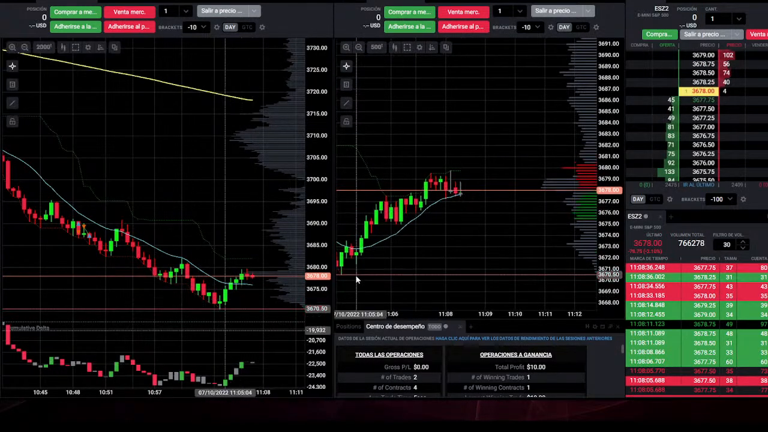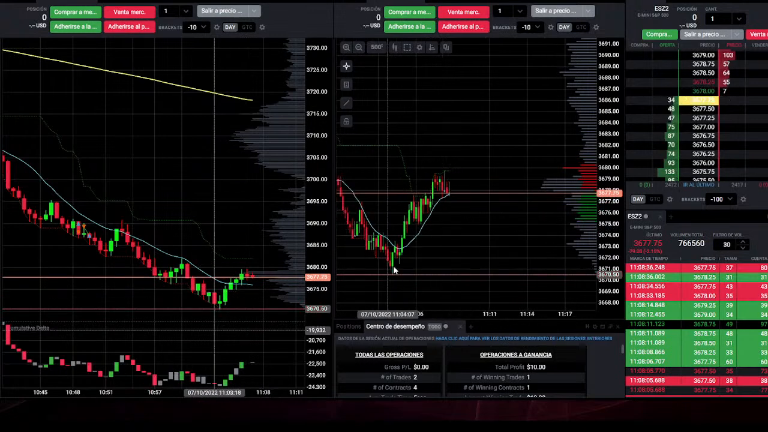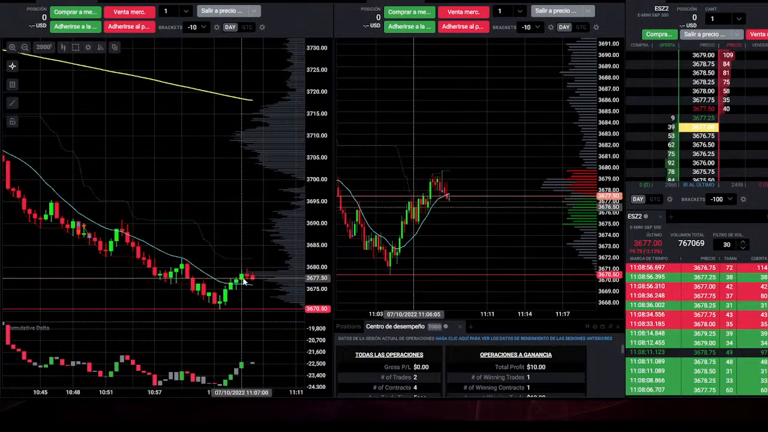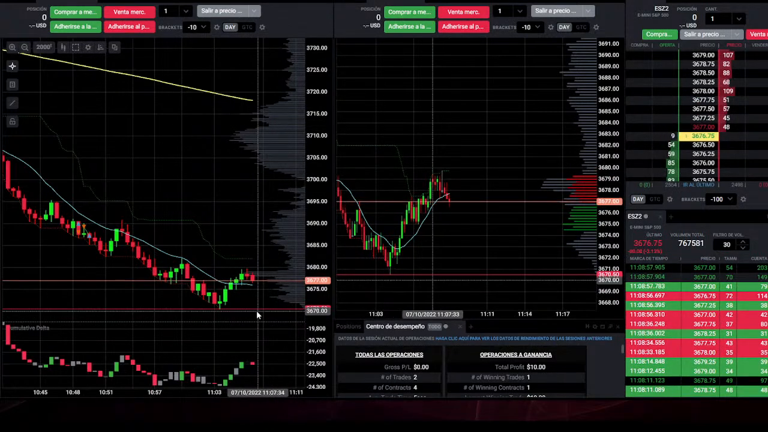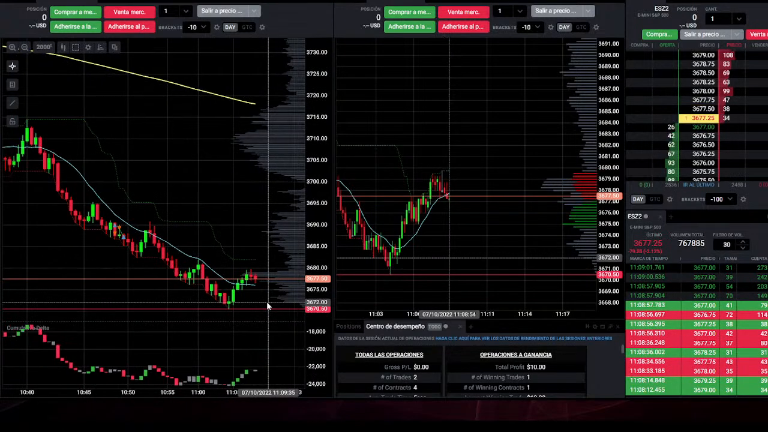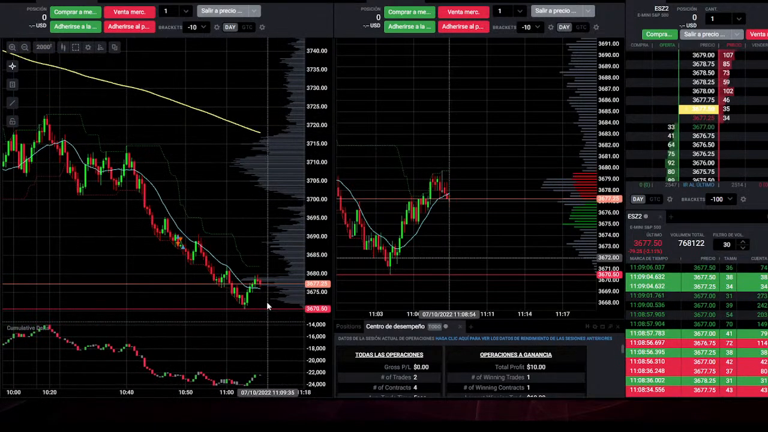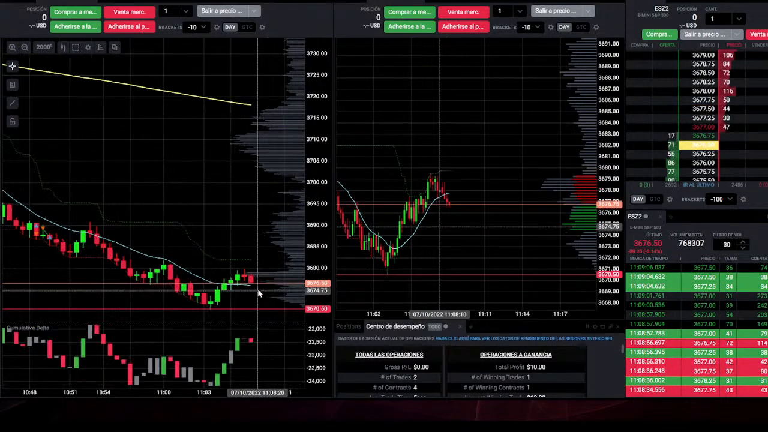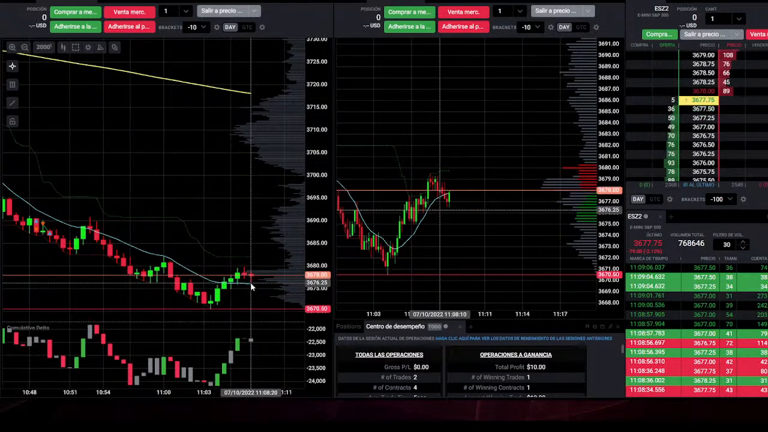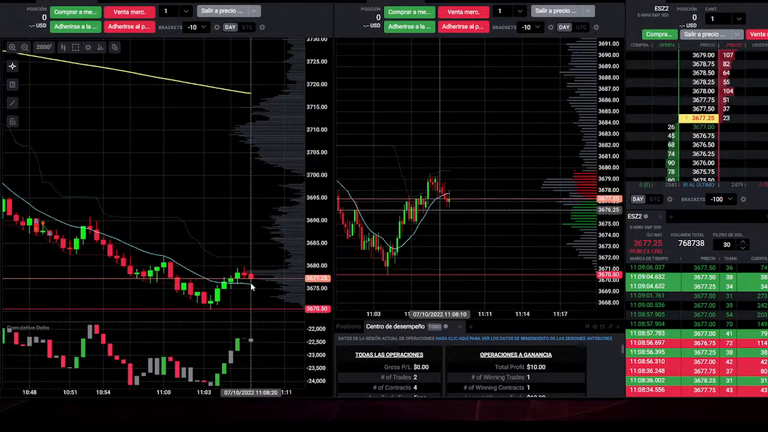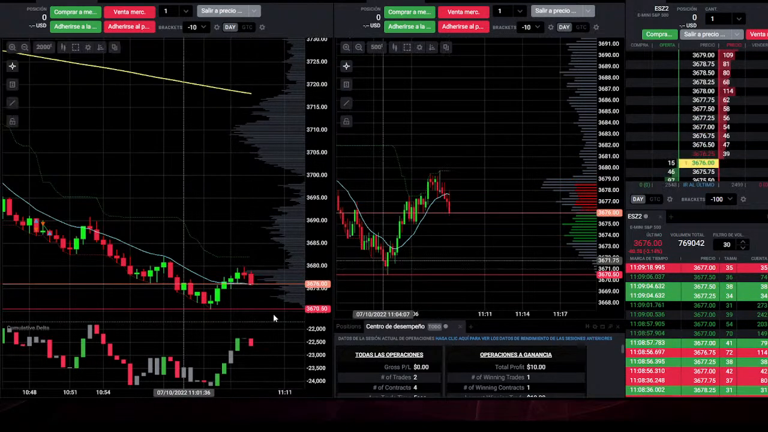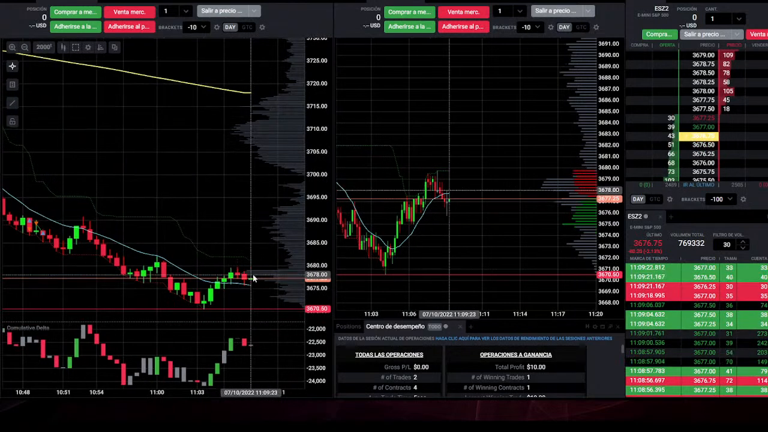Okay, so let's see. It was a really nice push. Let's see if it breaks the prior one or just a pullback, a big pullback, and it continues to go down. Okay, we can see. Let's see if it holds this level. We could, I don't know, we could attempt to go high, but I don't really like it.